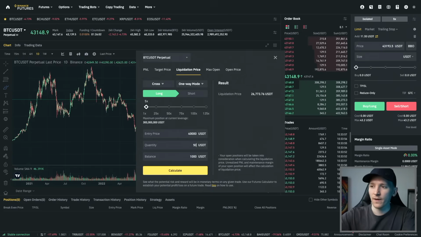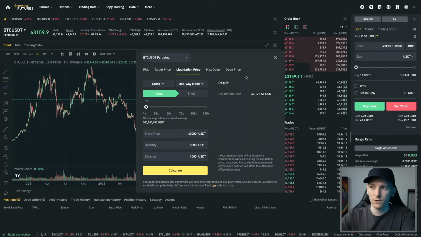Let's put it up to 5,000. And you can see that liquidation moves up further because the quantity, the balance of our trade in the market is much bigger. And so a percentage move of that wipes us out a lot quicker. So that shows you where your potential liquidation price would be based on the amount of leverage that you're taking.